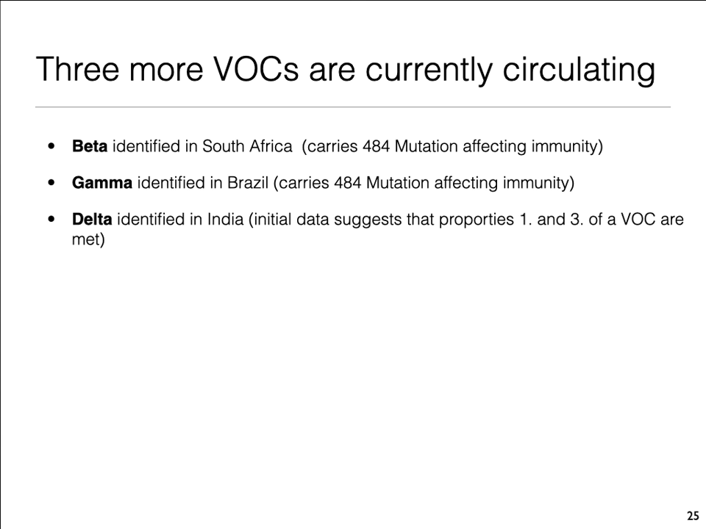Besides B117, there are currently 3 more VOCs circulating. First, Beta, which was identified in South Africa and is altering immunity, so has VOC property 3, as well as Gamma, identified first in Brazil, also affecting immunity. And then last but not least, Delta, which was identified in India, and their initial data in fact suggests that it is both more transmissible compared to B117 and is also to some extent affecting immunity.